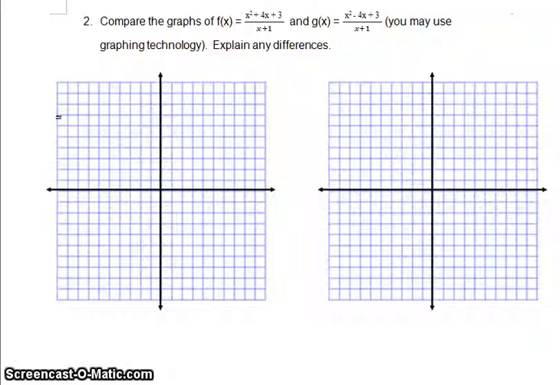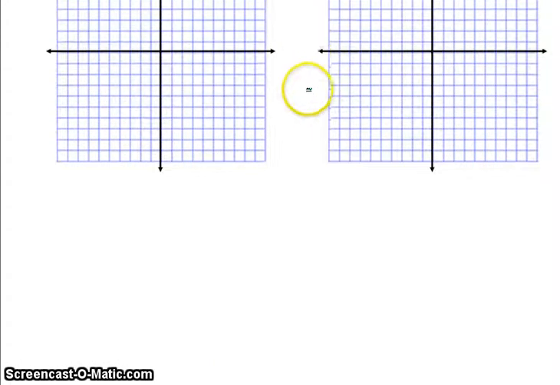Just to first off note, these equations are almost identical, apart from this middle term here being positive 4x and negative 4x in our second function. Okay? So if you want to, I'm going to graph these ones by hand, but you are more than welcome to use your graphing technology. So I'm just going to scroll on down to create our table of values.